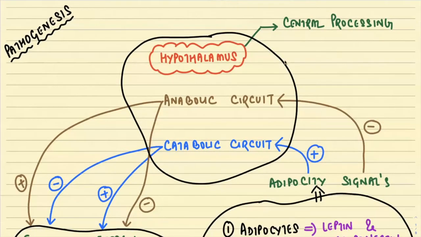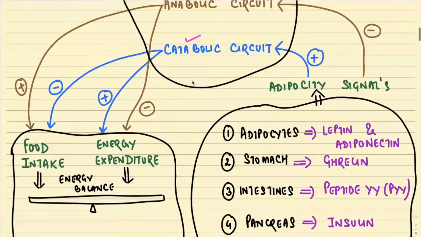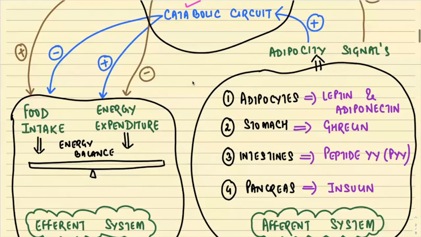We have to understand one important thing over here, that the hypothalamus is the central processing unit. And it has two kinds of circuit. One is the catabolic circuit. Catabolic circuit means that is going to break down, and one is your anabolic circuit, that is going to build. So in our body there are lots of different types of signals that we get. So we have two systems in place.